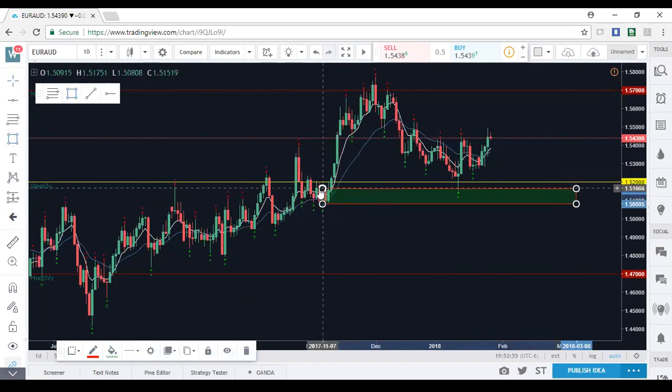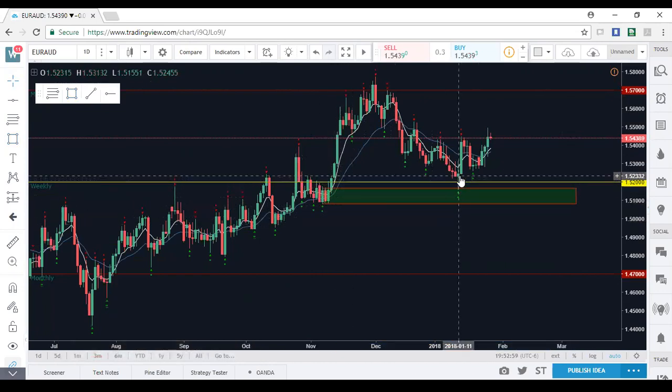Highlight it from high to low with your rectangle tool, and look what happened. This pin bar over here reached right into that order block. If I fib from this low to the high, that's probably going to be somewhere around the 886. The closes of these candles, though, are going to be around the 786, I believe.